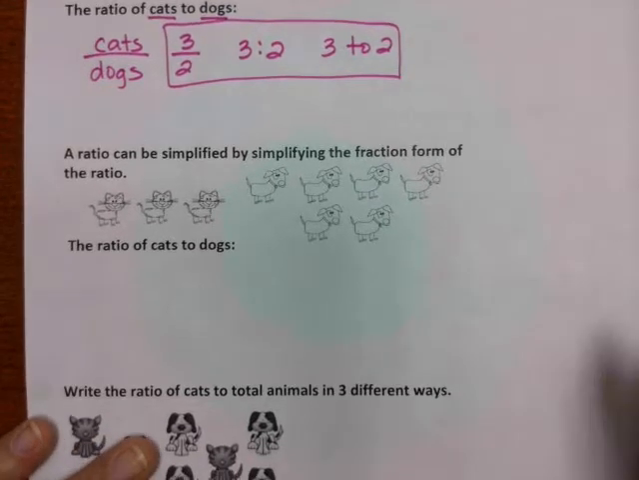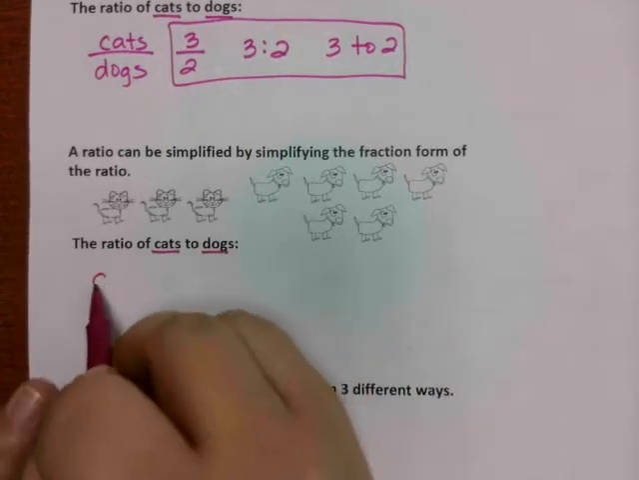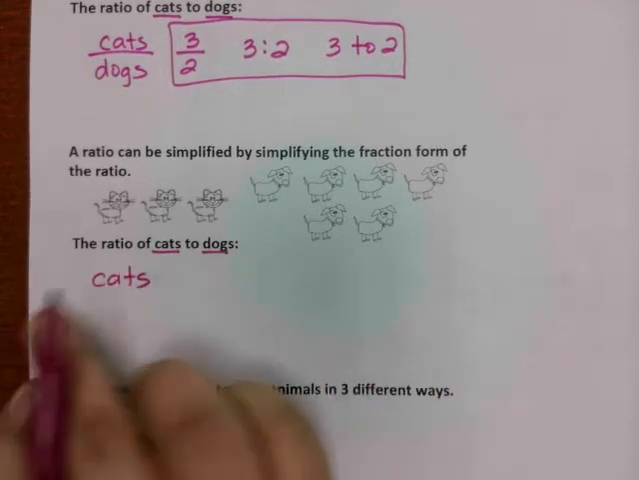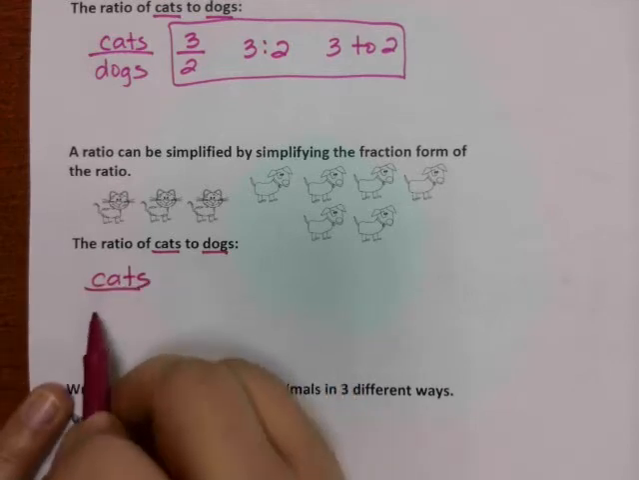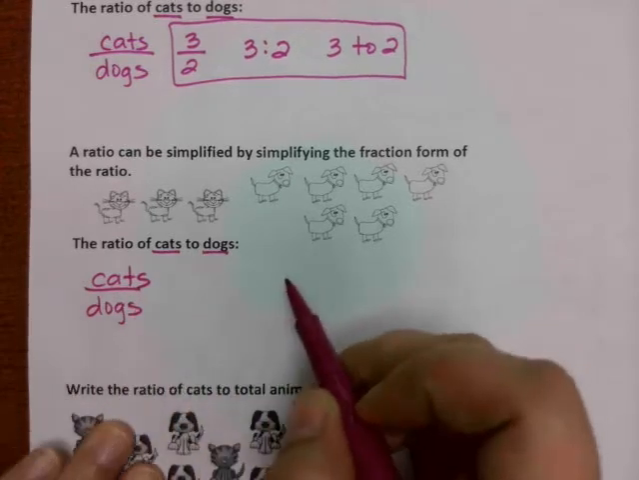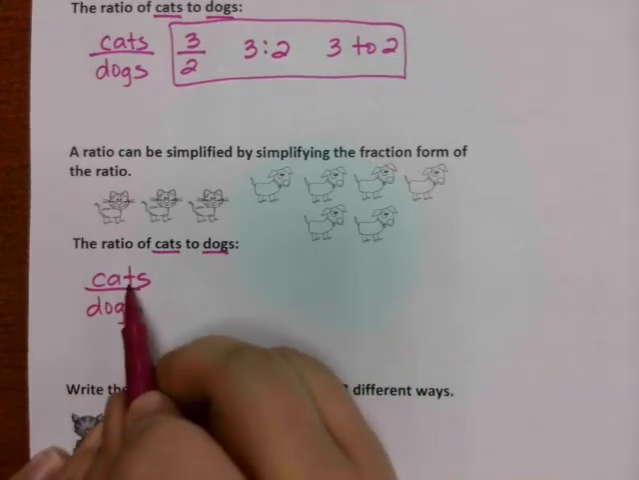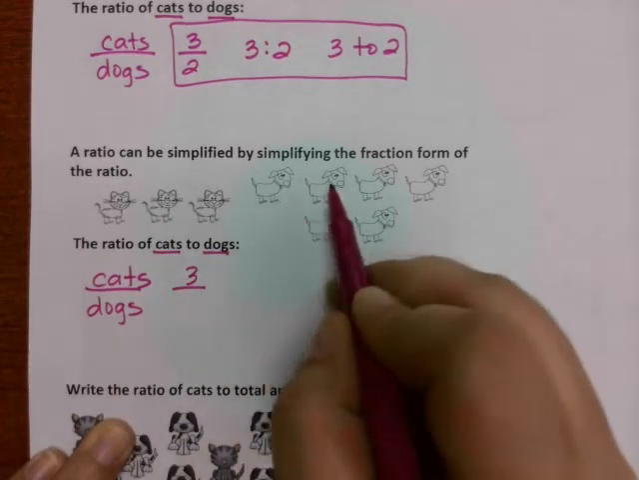All right, the next one says the ratio can be simplified by simplifying the fraction form of the ratio. So here, again, we want to write the ratio of cats to dogs. I always like to write the ratio as words in a fraction. Cats was first, and then dogs. And very important that you keep it in the same order. All right, now we're going to find how many cats there were. 3. How many dogs?